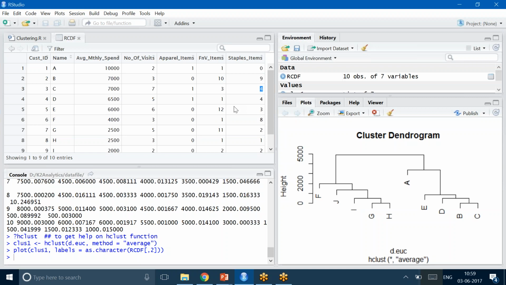So in this entire calculation, what has happened is that spend has dominated the clustering, and intentionally the data was given that way. Let me explain what is happening. The calculation is 10,000 minus 7,000 the whole squared, that is 3,000 the whole squared, plus 2 minus 3 the whole squared, plus 1 minus 0 the whole squared. Now 2 minus 3 the whole squared is 1 the whole squared, which is 1. And 10,000 minus 7,000 the whole squared is 3,000 the whole squared, which means 9e raised to 6.